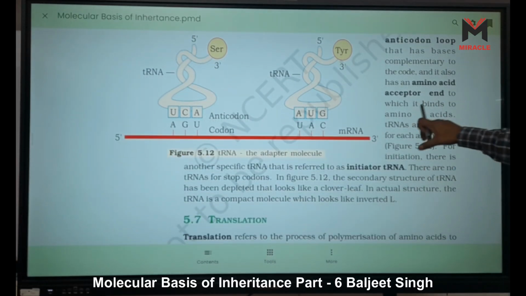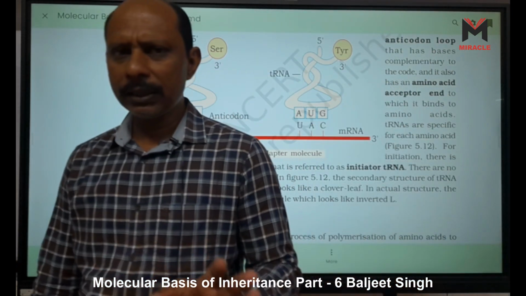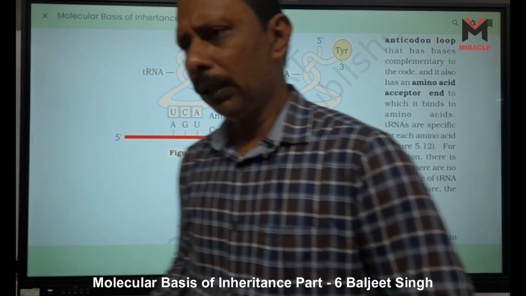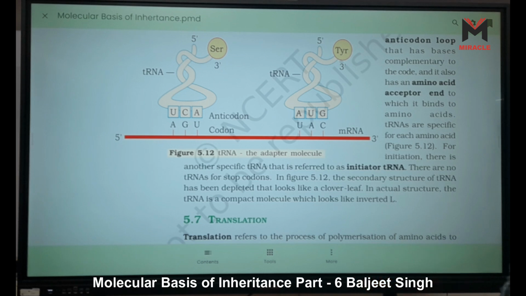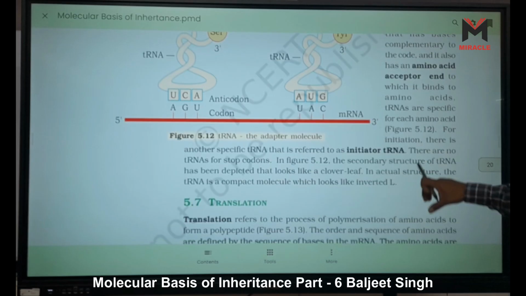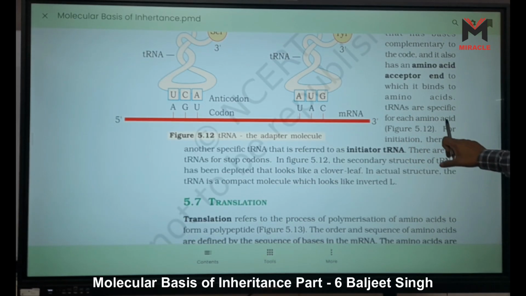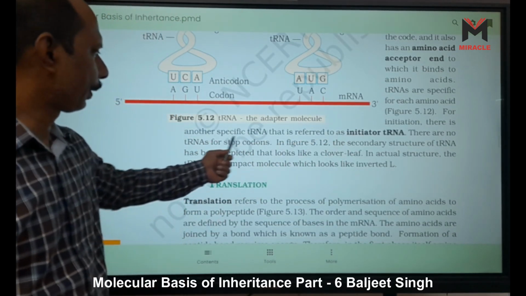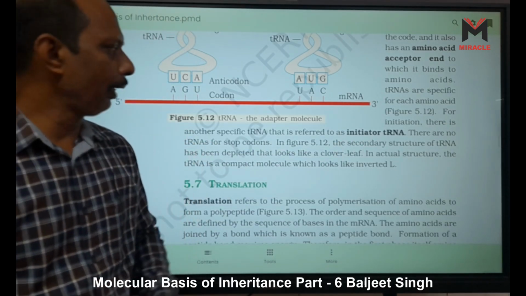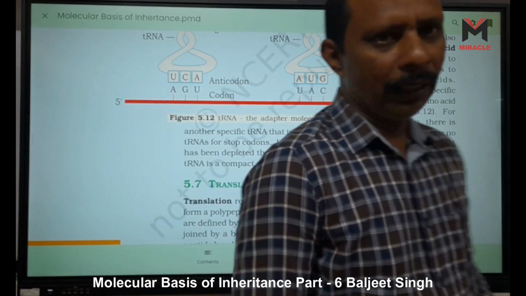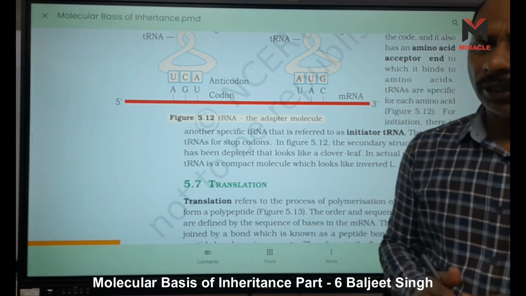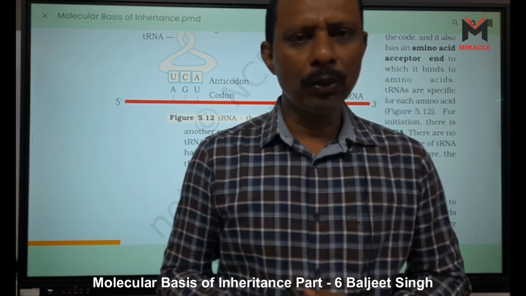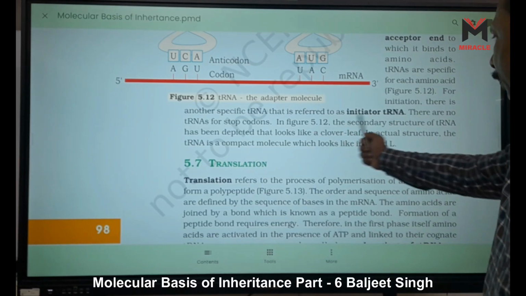The amino acid acceptor arm is where it binds the specific amino acid, because we have 20 amino acids. We can understand that we have 61 transfer RNAs, but they are specific for 20 amino acids. For 20 amino acids, 20 different types of enzymes are present, specific for amino acids, and transfer RNAs are specific for each amino acid. For initiation, there is another specific transfer RNA referred to as initiator transfer RNA. There are no transfer RNAs for some codons. We have 64 codons but only 61 transfer RNAs, because for the codons UGA, UAG and UAA, which are stop codons, there is no transfer RNA.